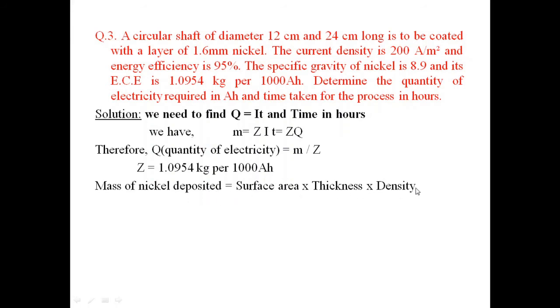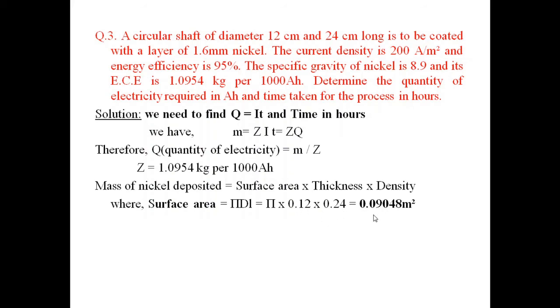Because of circular condition we got this. So here thickness of the nickel is given 1.6 mm, density of nickel is not given, they have given specific gravity. So density can be obtained, I'll tell you how, and you need to find surface area. So first let's see what is the surface area of a circular shaft, that is given as pi d L. So pi into d, d is nothing but diameter, that is given in centimeter, so 0.12 meter it will be. L is 24 centimeter, so 0.24 meter.